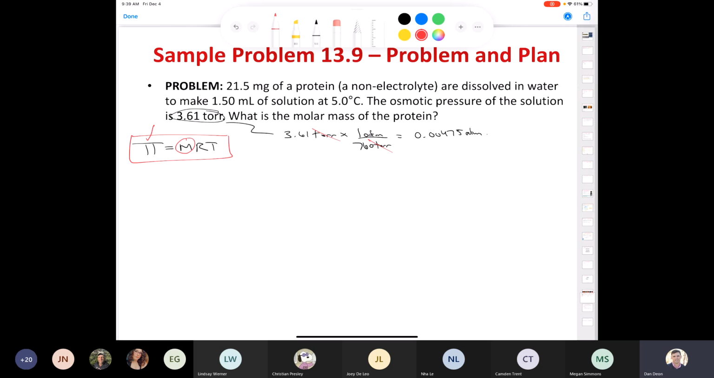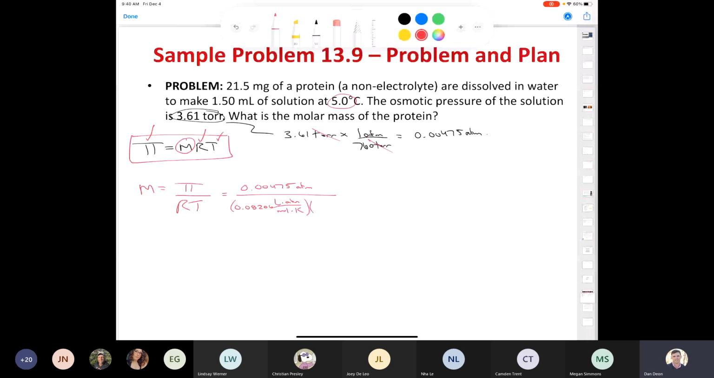Now I'm going to rearrange this formula, and I'm going to solve for my molarity, right? Because I have my pressure, I know the gas constant, and I have the temperature. So let's solve for that. Molarity is going to be equal to osmotic pressure divided by gas constant times temperature, which equals 0.00475 atmospheres divided by the gas constant, 0.08206 liter atmospheres per mole Kelvin.